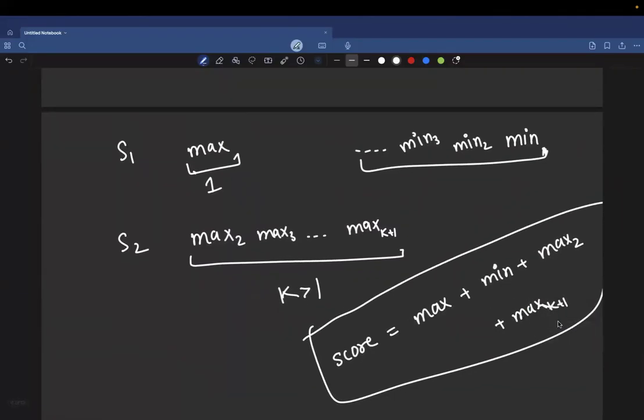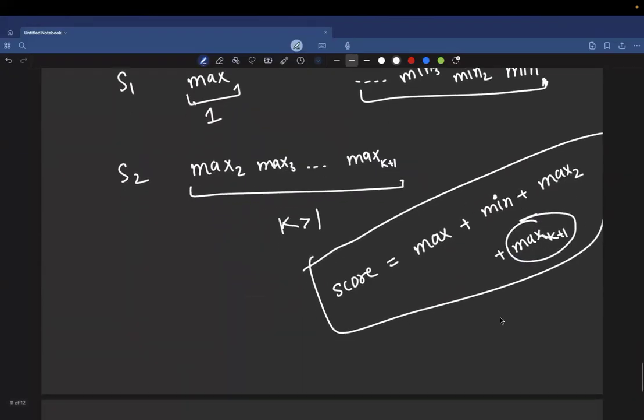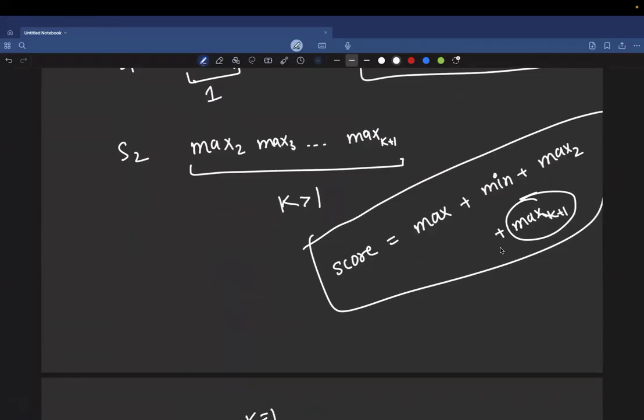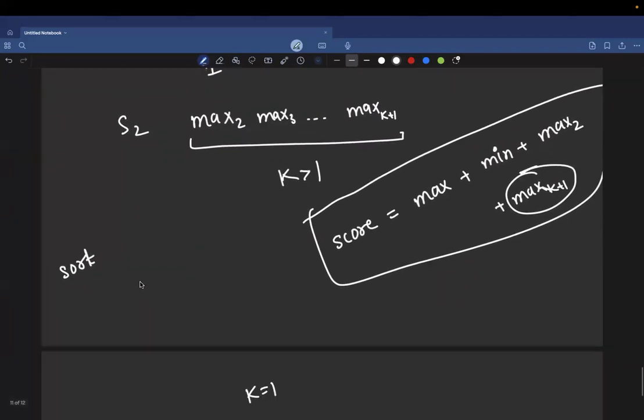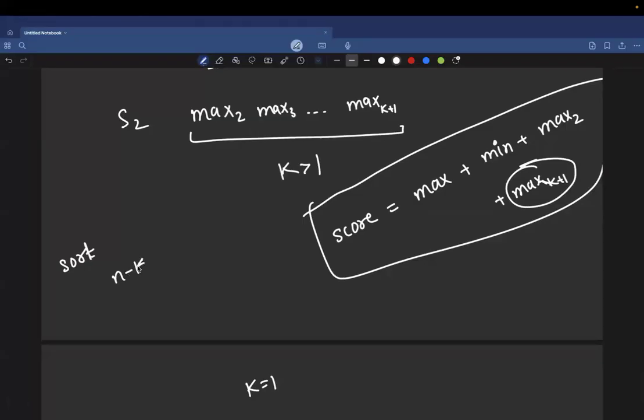So for finding out the value of max of k plus 1, there are multiple ways of doing it. The simplest way, in my opinion, is just sort the array. And then the k plus 1th largest guy is nothing but a of n minus k minus 1. After sorting the array in ascending order, the max guy will be a of n minus 1, since we are using zero based indexing. The second largest guy will be a of n minus 2, and the smallest guy will be a of 0.